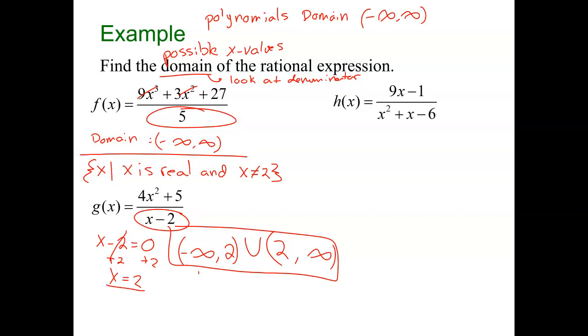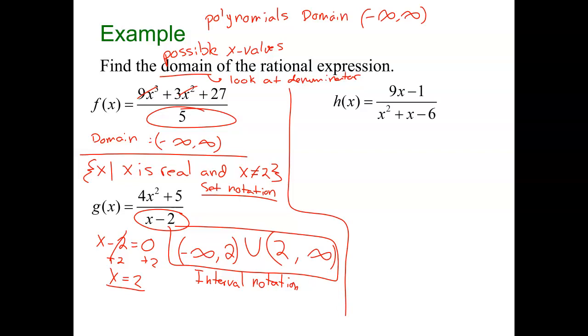Interval notation and set notation. Those are the two main ways that you'll see domain expressed, especially with rational functions.